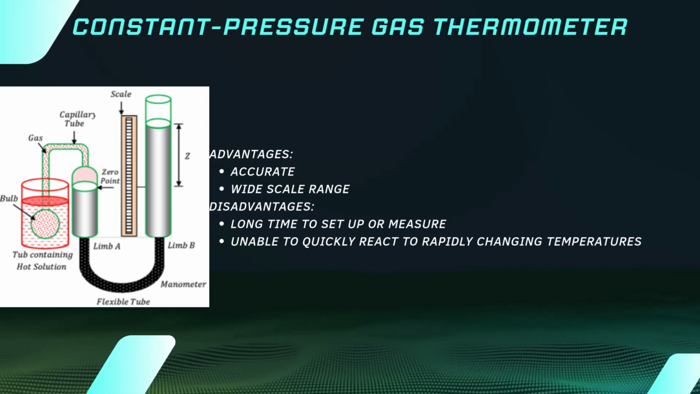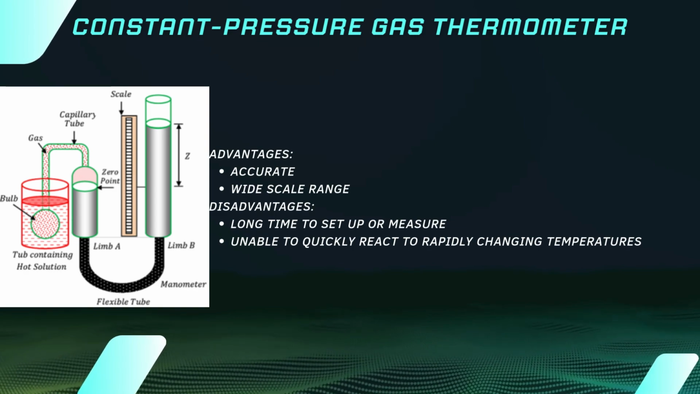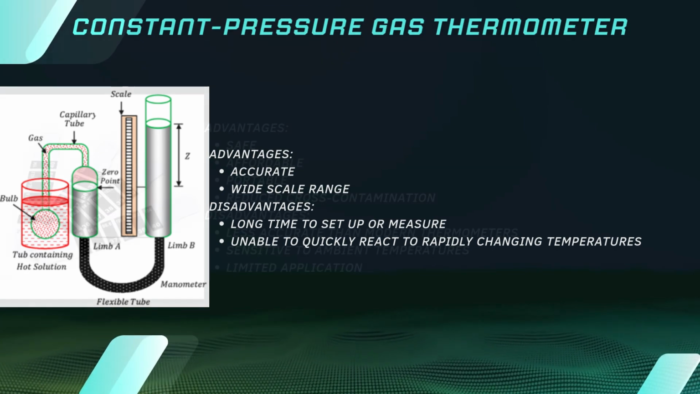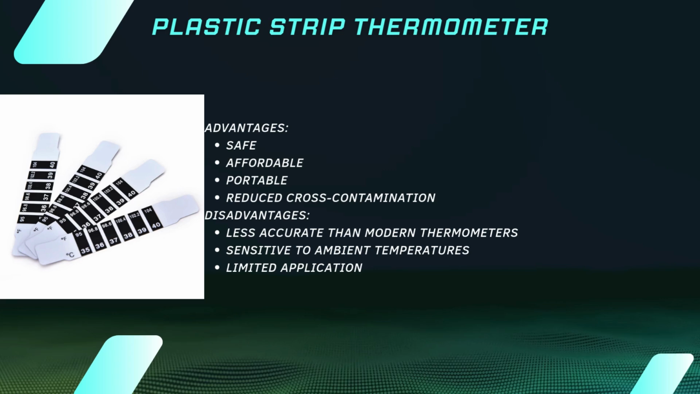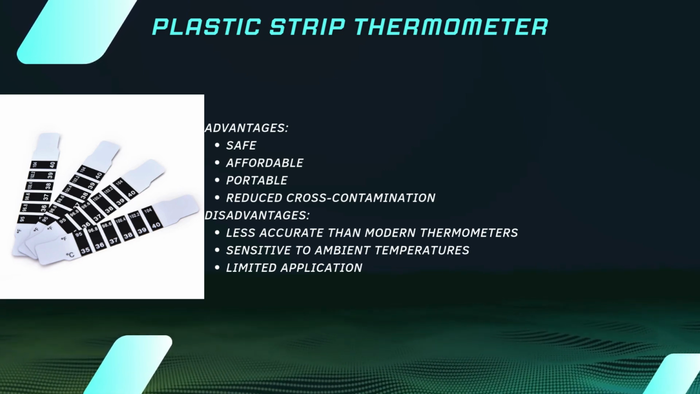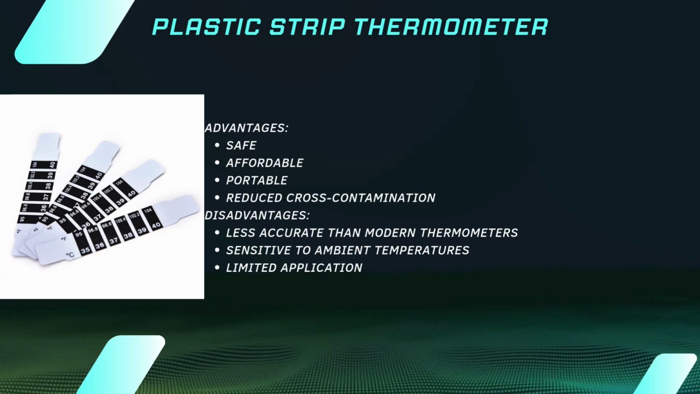Constant pressure gas thermometers can be highly accurate and have a wide scale range, but need a long time to set up or measure and are unable to quickly react to rapidly changing temperatures. Plastic strip thermometers are convenient, safe, affordable, portable, and have reduced cross-contamination, but may not be as accurate as more advanced thermometers, sensitive to ambient temperatures and have limited applications.